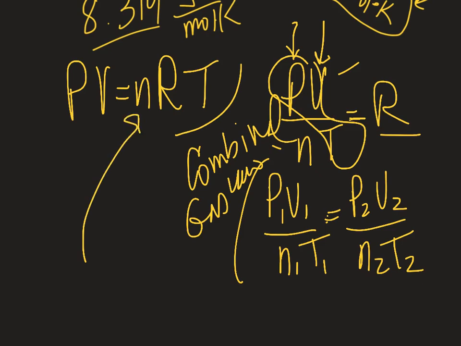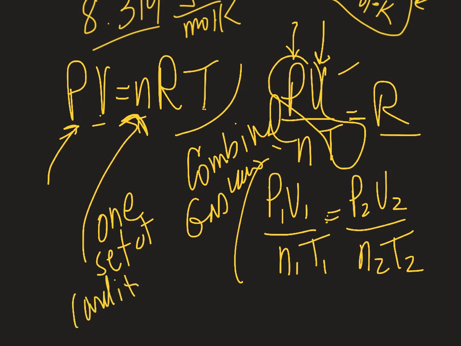And whereas this is extremely straightforward, plug and chug, as long as you have the right units, right? This is a scenario where you are given pressure, volume, moles, and you're asked to solve for temperature. Or you're given temperature, moles, and volume, and you're asked to solve for pressure. The main difference here is this is one set of conditions, right? You have three variables and you're solving for the fourth.